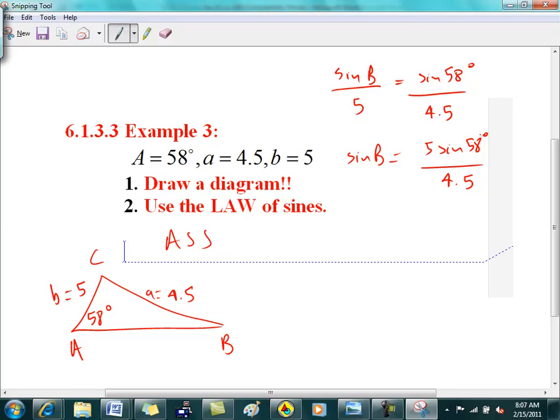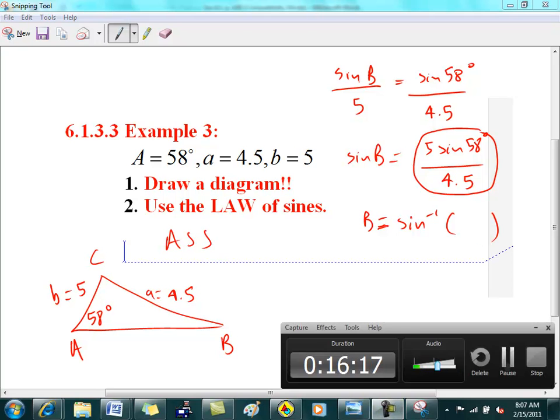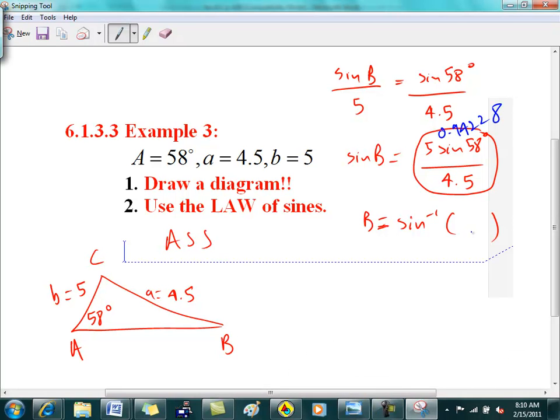What I want you to do is go ahead and calculate this for me first. Store that in your calculator. And then when you get the answer, you find B by doing the inverse on that number. Okay? I'm going to stop here and make sure you guys are with me on this. What do you get for B?